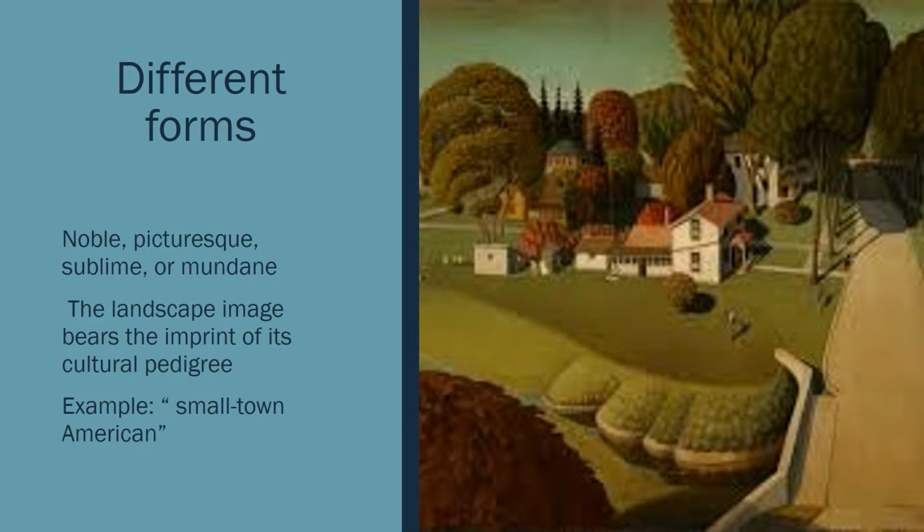Noble, picturesque, sublime, or mundane. And those, I talk about how it's a selected and constructed text, while the formal choices of what has been included or excluded have been the focus of most art historical criticism to date. The historical and social significance of those choices has rarely been addressed or even intentionally avoided.